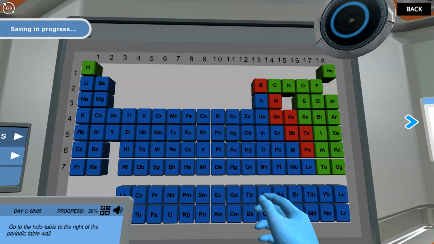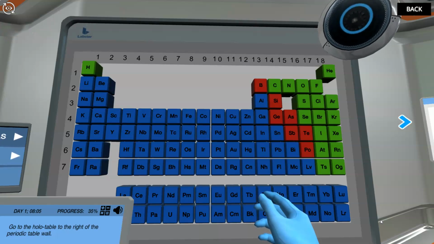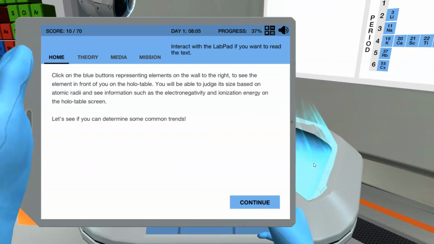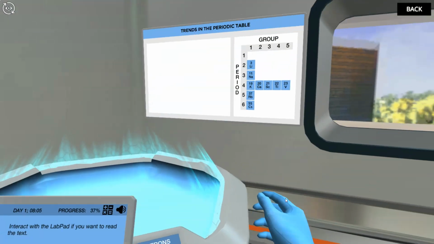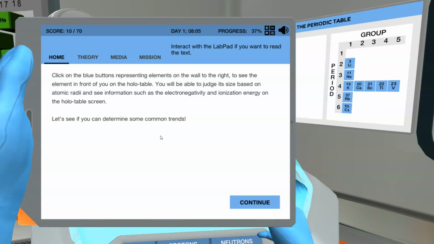Go to the hollow table to the right of the periodic table wall. Click on the blue buttons representing elements on the wall to the right, to see the element in front of you on the hollow table. You will be able to judge its size based on atomic radii and see information such as the electronegativity and ionization energy on the hollow table screen. Let's see if you can determine some common trends.